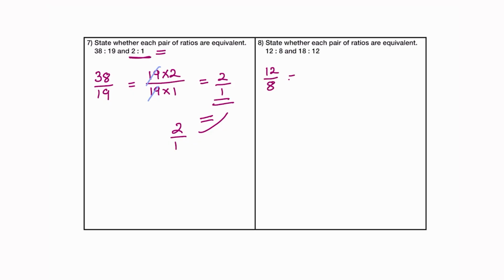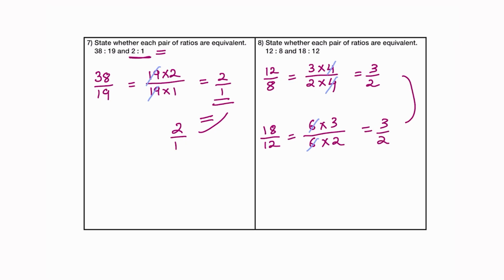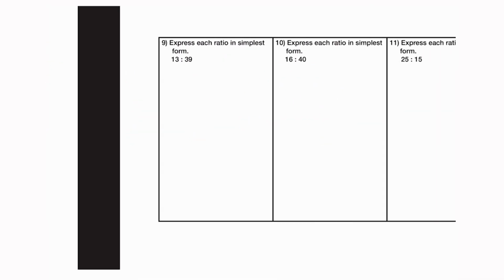12 over 8, which is equal to 3 times 4 and 2 times 4. So 4 and 4 out, that is 3 over 2. Let's do the second one. This is 6 times 3 and that's 6 times 2. So 6 and 6 is out and therefore this is 3 over 2. Are these two equal? Yes, they are. And therefore these two ratios are equivalent ratios.